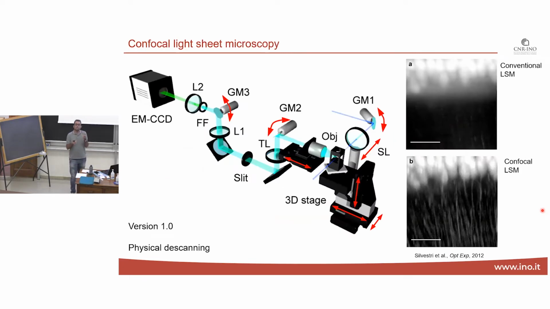Light sheet microscopy can also be confocal, like the system that I showed you at the beginning. This helps in eliminating the light coming from planes that are not in focus. And you can see here that there is a slit. There is a slit in the detection path that acts as the pinhole that I showed you at the beginning. So it blocks light coming from planes that are not in focus.